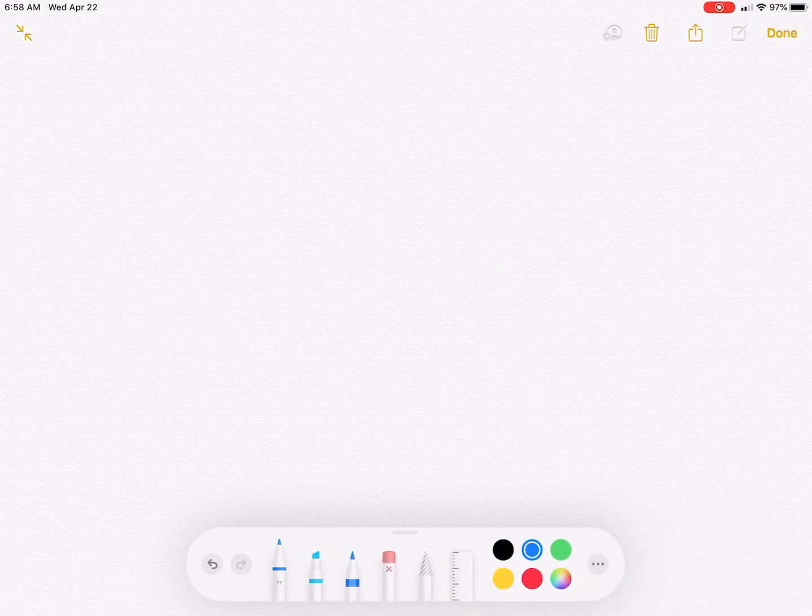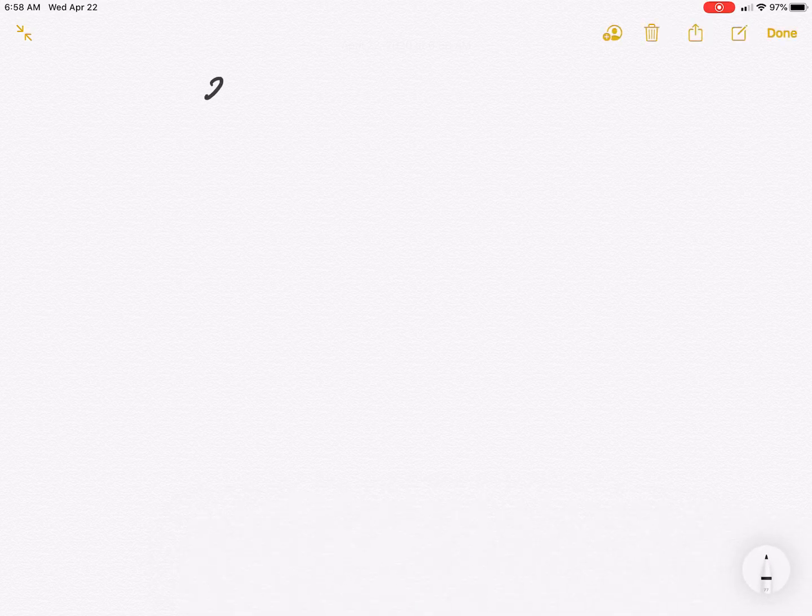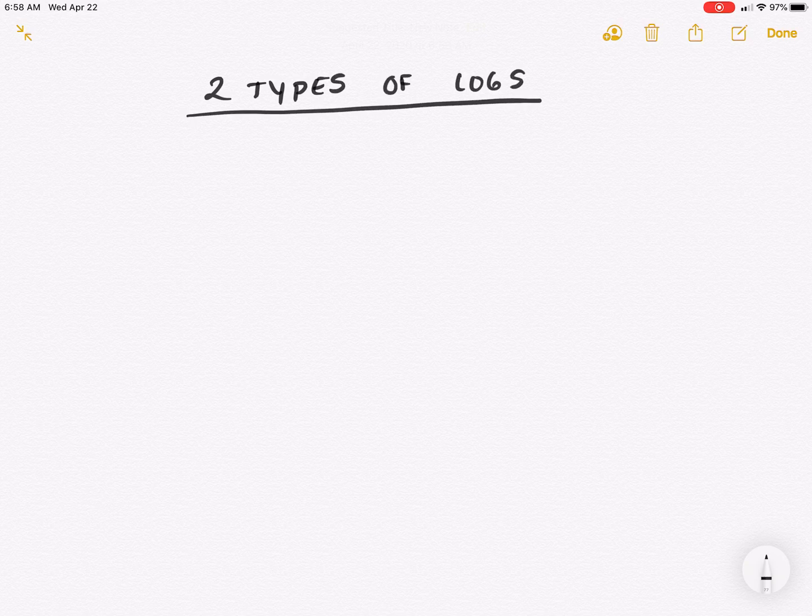All right, so now finally we need to talk about the two types of logs, and then we can get into some examples. Two types of logs: there is what's called a common log.